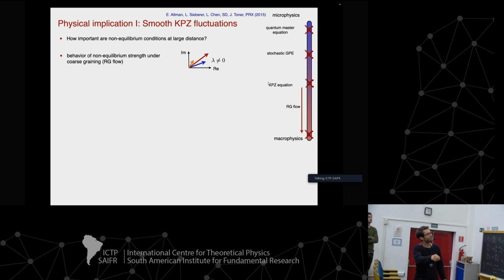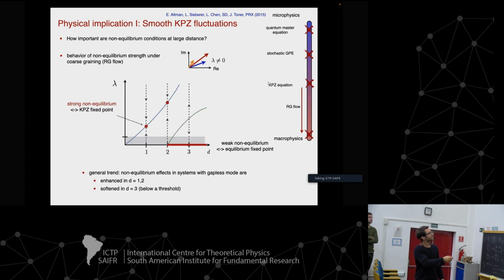We start from this coarse-grained KPZ description, and then we can run down the RG flow, studying how important this lambda parameter is when we coarse-grain to the macroscopic scale. That is summarized in this plot here. You can do this in different spatial dimensions. And the trend is, in high spatial dimensions, this coupling lambda, this non-equilibrium measure, shrinks to 0.